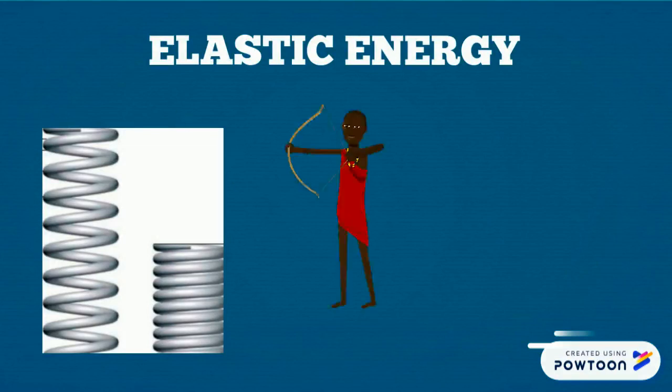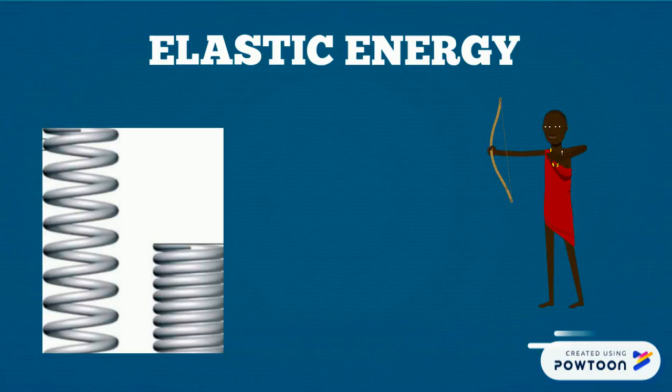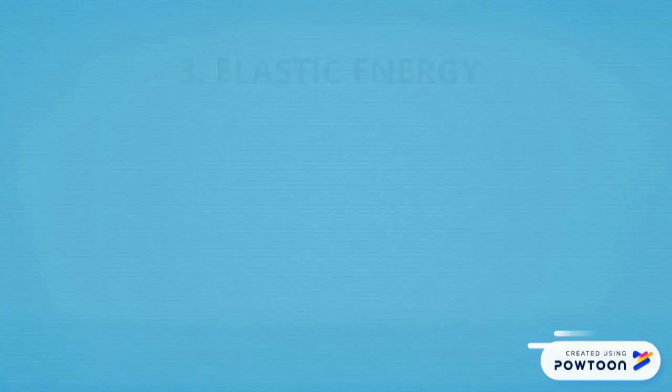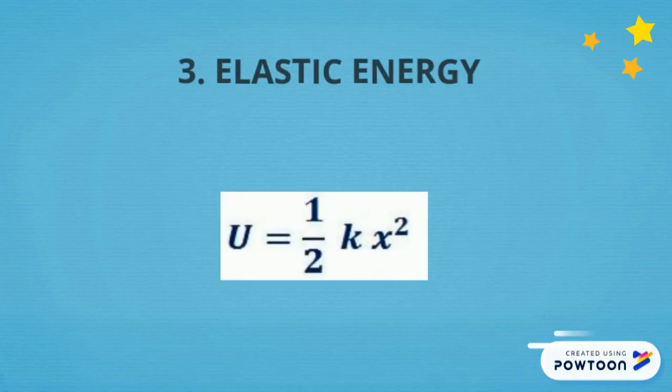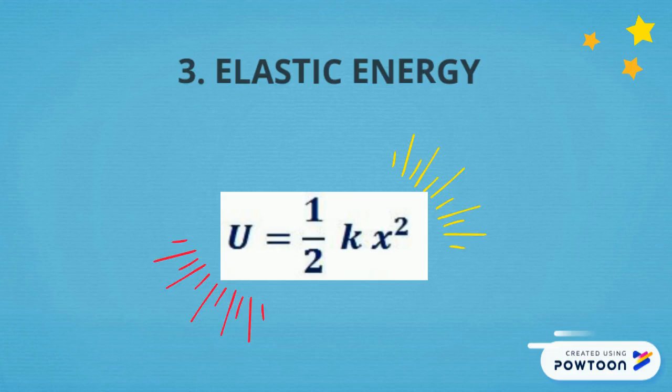Other examples of elastic potential energy are an archer's stretched bow and a bouncy ball compressed at the moment it bounces off a brick wall. Next is the elastic potential energy formula. Elastic potential energy equals 1/2 times the spring constant times the extension squared.